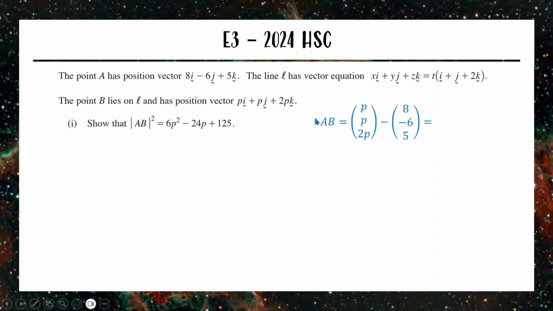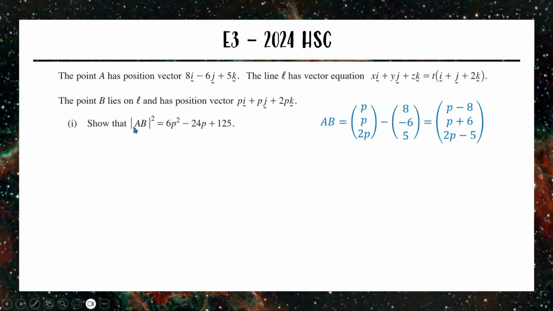So we're going to say AB is equal to your B vector, P, P, 2P, subtracting your A vector, which is 8, minus 6, 5. Combining these two together, we get P minus 8 for our top component, P plus 6 for our Y, and 2P minus 5 for our Z component. Now, this is an expression for the line of the vector AB.